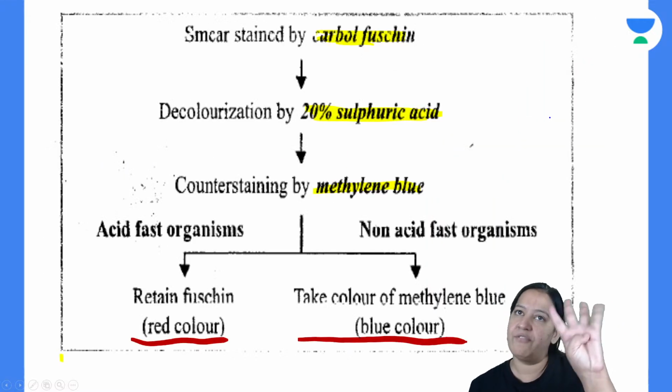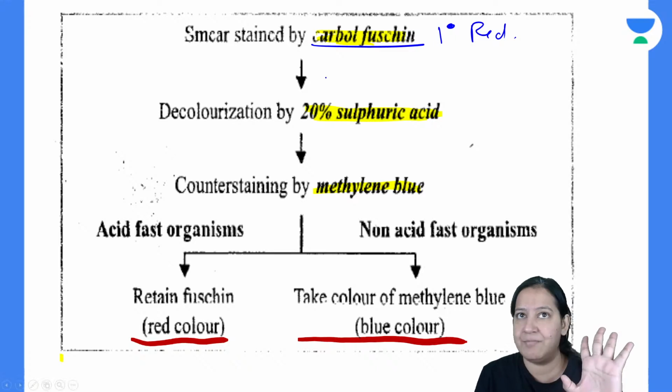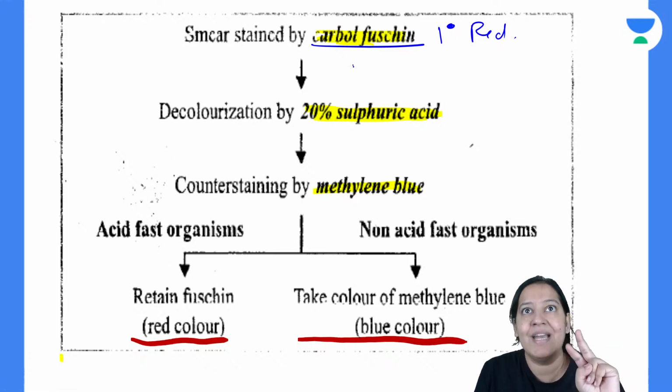So what is the method? There are 4 steps again. The first step is the primary stain. This is the primary stain, a red stain, which is carbol fuchsin. Then the second step is heat.